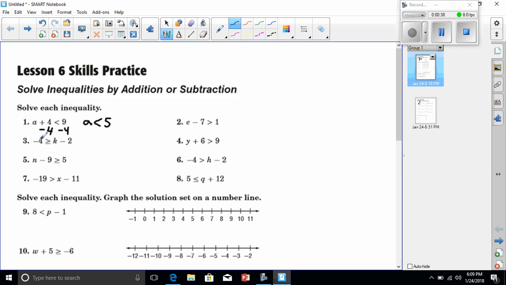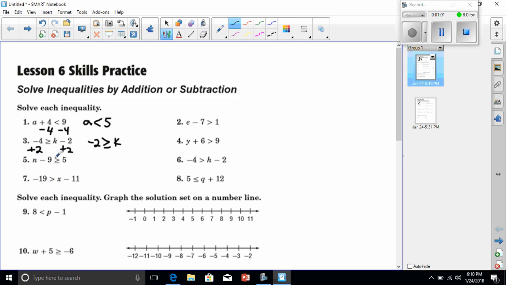Number 3 says negative 4 is greater than or equal to k minus 2. We want to get k alone, so we're going to add 2 to both sides. And negative 4 plus 2 is going to give me negative 2. And we have greater than or equal to k.